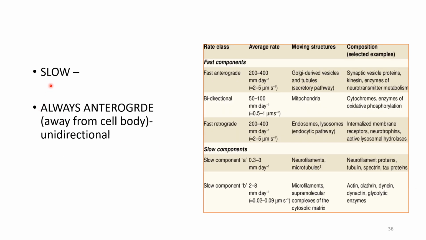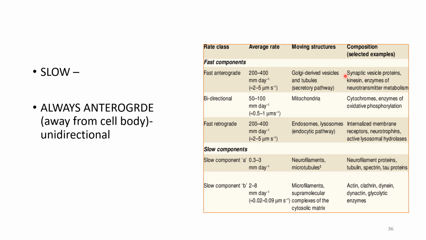You see, this is the second type of axoplasmic transport, that is slow transport. It always occurs in the anterograde direction only, that is away from the cell body, and it is unidirectional. And here you can see the fast and slow transports. The fast component, that is fast anterograde transport. The average rate of this transport is 200 to 400 mm per day.